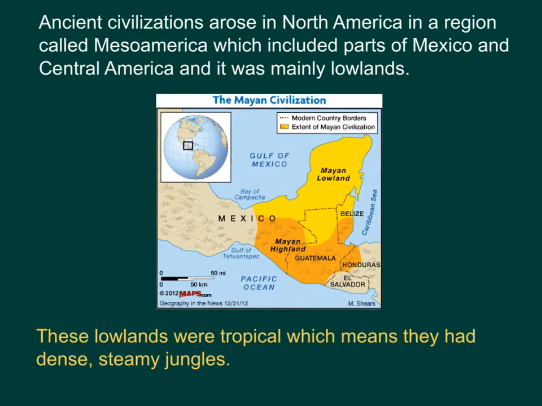The ancient civilizations that developed in North America are in a region that we now call Mesoamerica. So this is the Mesoamerica area right here. And it includes parts of Mexico, which is this area, and Central America, which would be right in this area. Many of these areas are lowlands, which generally were tropical, which means they had dense, steamy jungles, really hot.